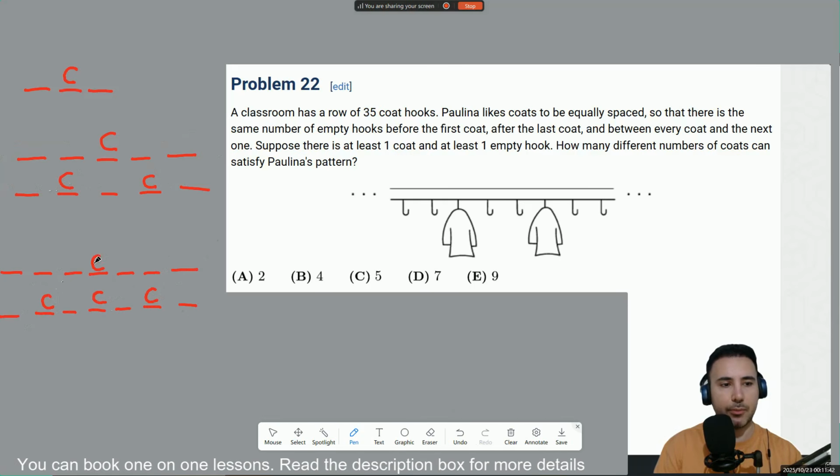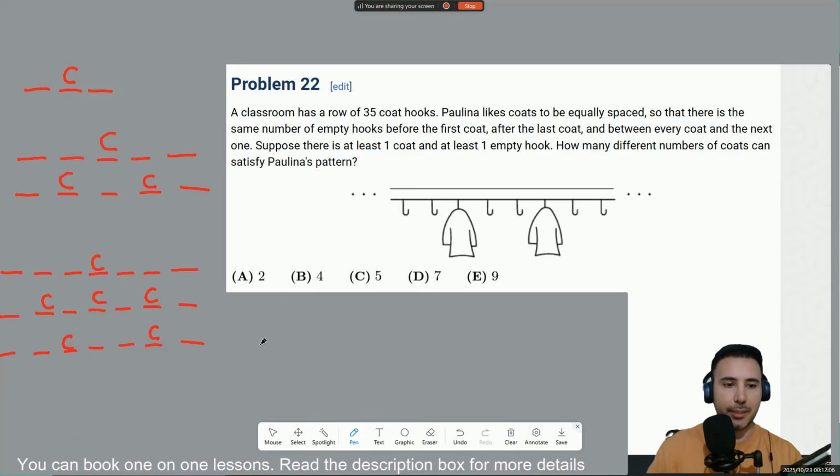So what if I have 1 code? It's possible. Can I have 2 codes? Let's just try that. What if I have 7 spots? Can I have 2 codes? If I want to have 2 codes, I could put here 2 spaces, 2 spaces. Oh, that's not going to work, right? So there is no way this will work.